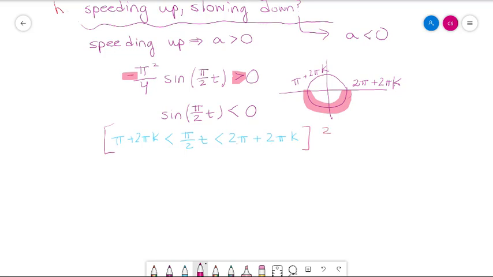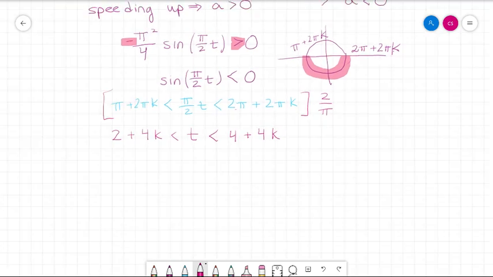All right, so what are we left with? We're going to be left with 2. The pi's cancel here. All right, and then on the right, the pi's are going to cancel. And again, the pi's are going to cancel. All right. So there you go.